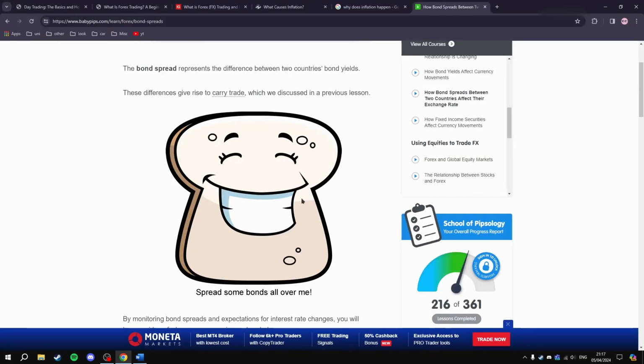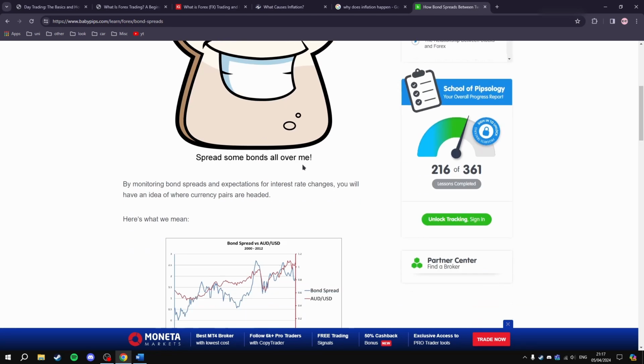Spread some bonds all over me. Okay. By monitoring bond spreads and expectations for interest rate changes, you will have an idea of where currency pairs are headed. Here's what we mean.